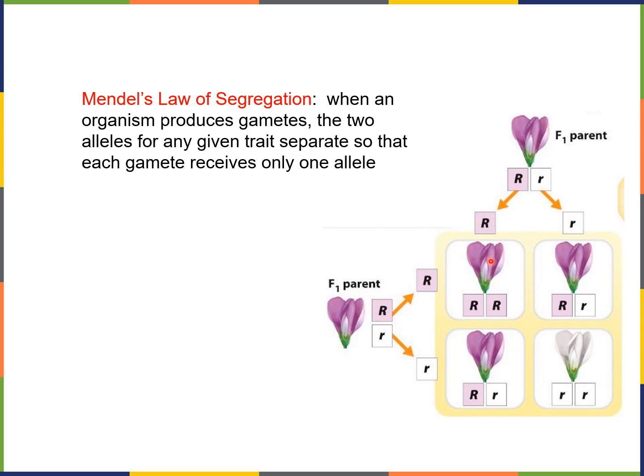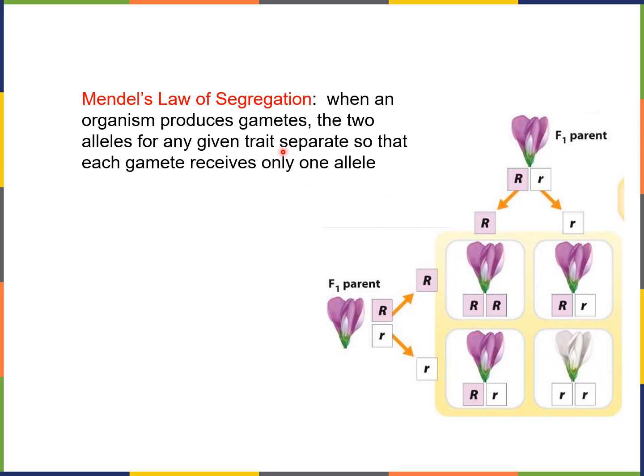So we have capital R, we're going to bring that down. We're going to bring over our capital R here. So we have a capital R, capital R. So we have a purple flower. And we have a capital R over here, bring down a lowercase r. So here we're still masking that recessive allele, right? And we still have a purple flower, and we see the same thing down here, but now we bring down our little r and bring over our little r here. So now we have two recessive alleles, which gives us a white flower.